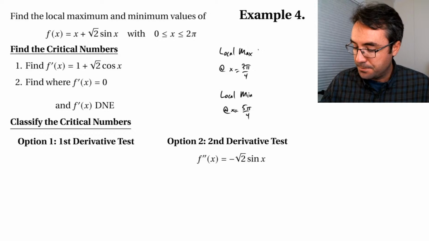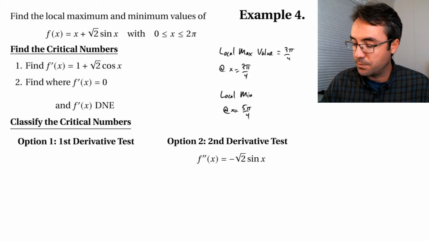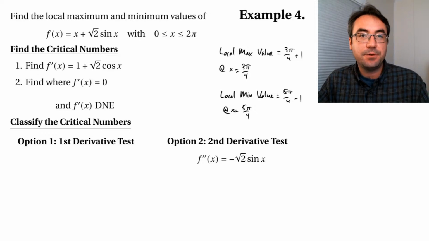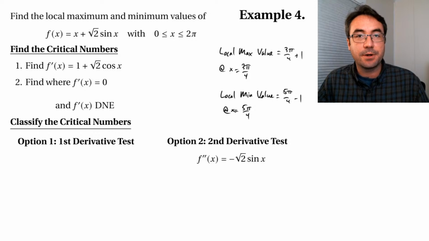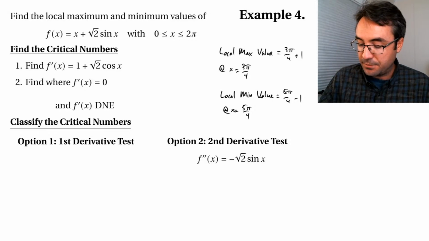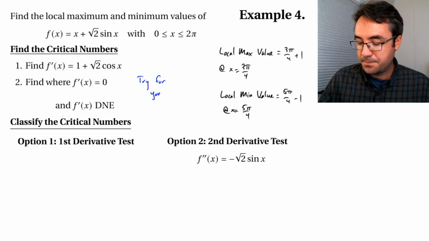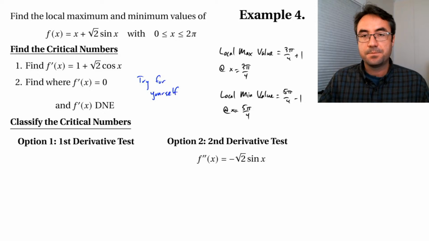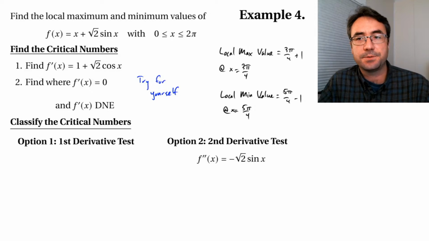And the actual value of our function is 3 pi over 4 plus 1, and for the other, it's 5 pi over 4 minus 1. So just see if you can go through our steps here and confirm that for yourself. So go back through your notes.